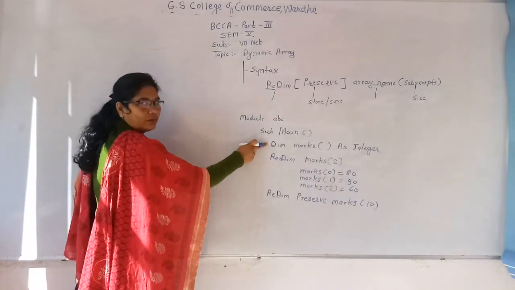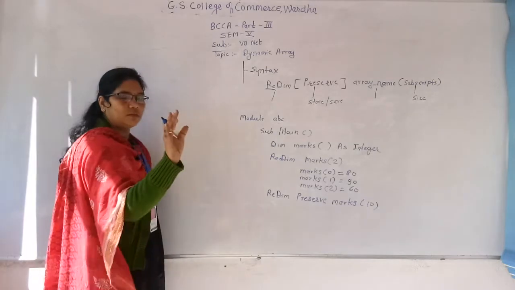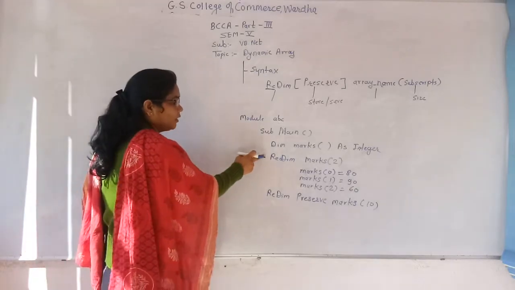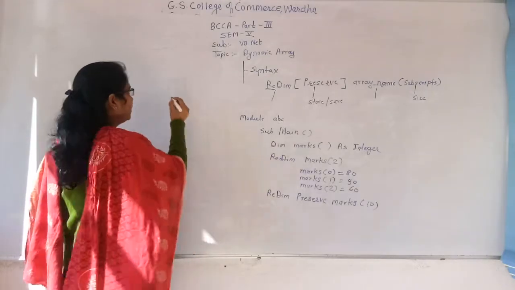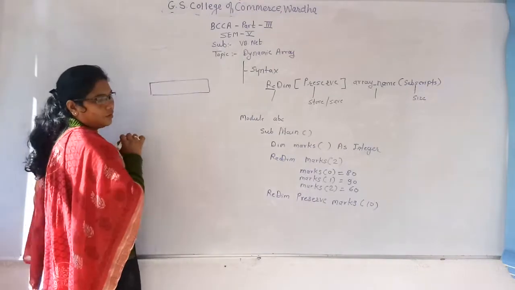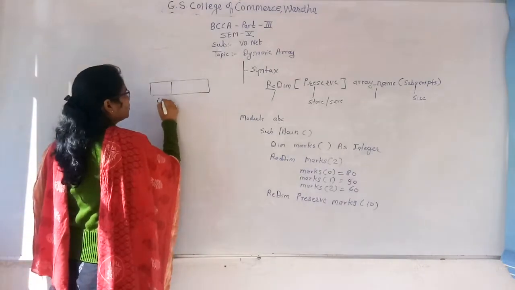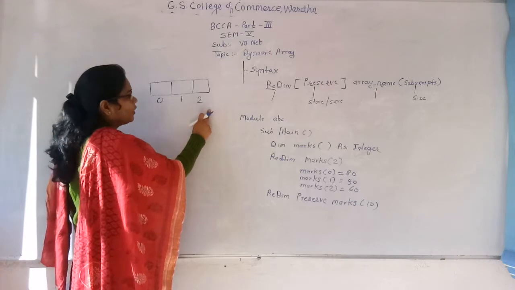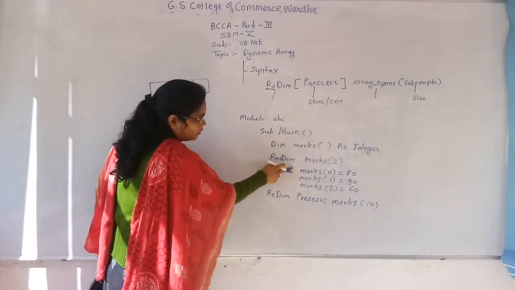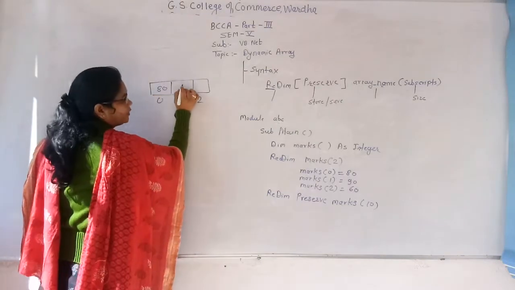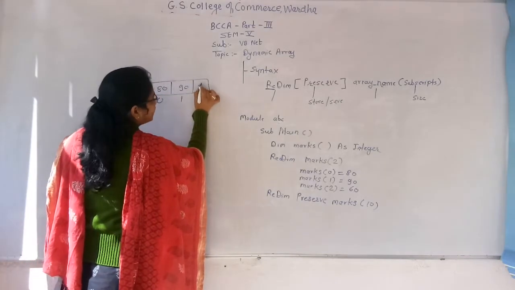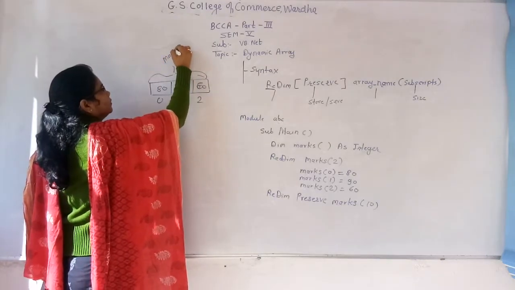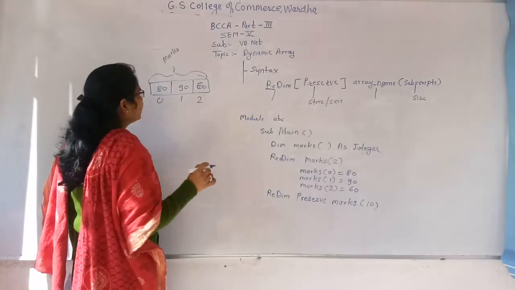When the first statement is encountered by the compiler, it doesn't allocate or store any memory location in memory storage. When the next statement is encountered, it gives that much amount of memory, which stores the 0, 1 and 2 index values. Then it stores the values 80, 90 and 60, and that particular memory location is referred to by marks. This is nothing but the array name.